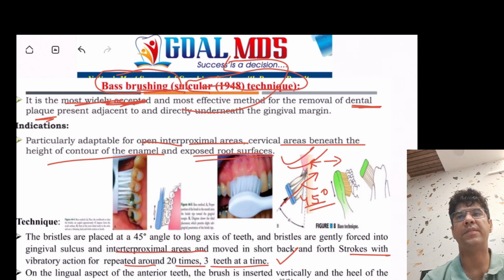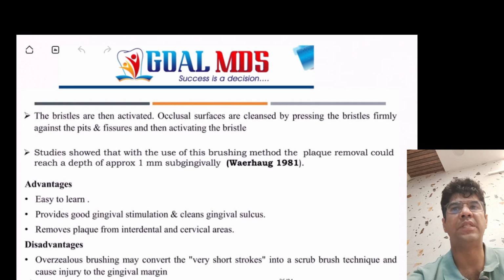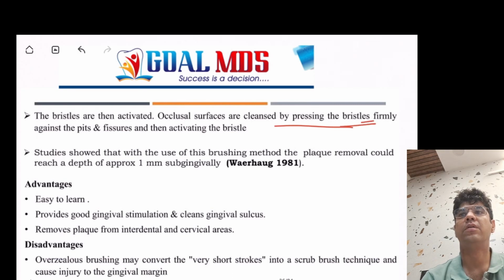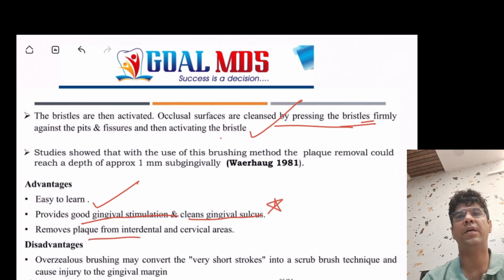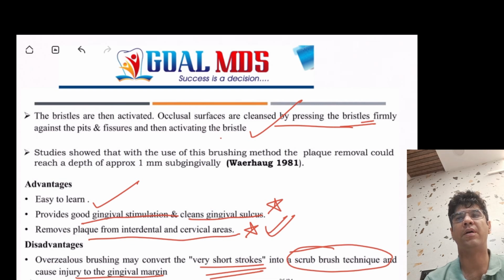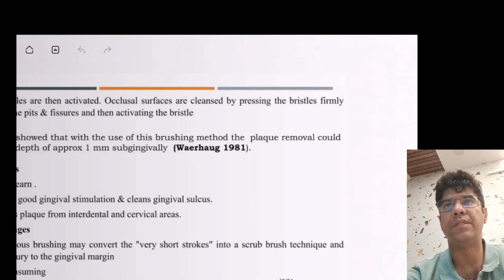On the lingual aspect, the brush is inserted vertically and the heel of the brush is pressed into the gingival sulcus. The occlusal surfaces are cleaned by pressing the bristles firmly against the pit and fissure and activating the bristles. It is easy to learn, provides good gingival stimulation and cleans the gingival sulcus. It removes plaque from interdental areas and cervical areas. Overzealous brushing may convert the very short strokes into a scrub brush technique, which can cause injury to the gingival margin.